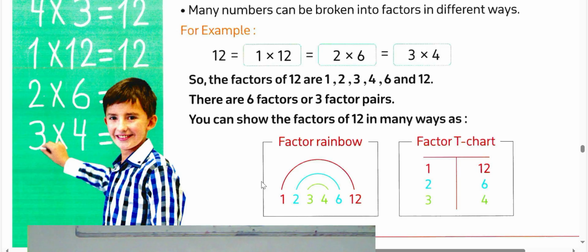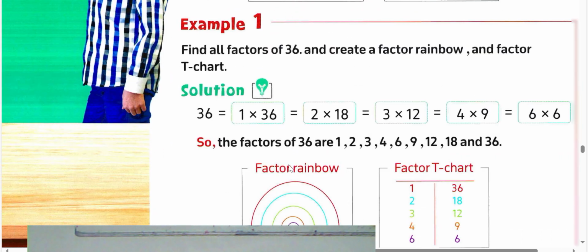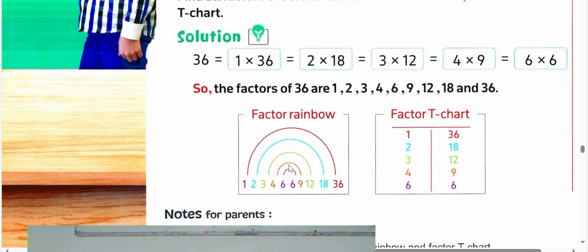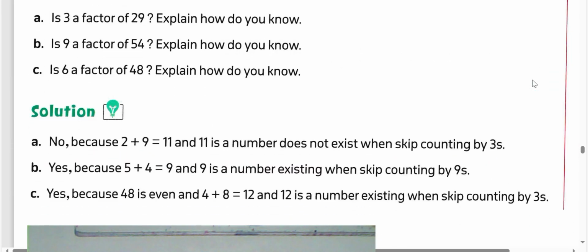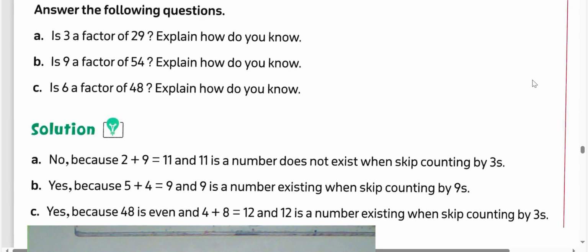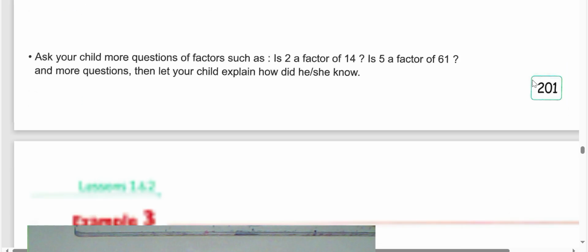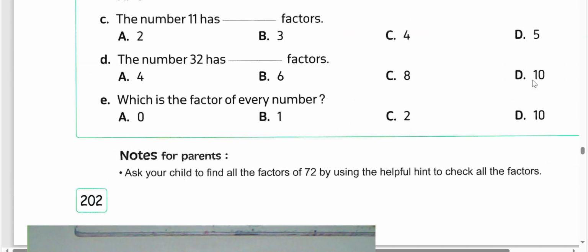Okay, listen to me about the question here. 36 equals 1 times 36, 2 times 18, 3 times 12, 4 times 9, 6 times 6. Next question. What is the check? Is 3 a factor of 29? No, because 29 cannot be divided by 3. So we have the rule: any number can be divided by 3 if we add the digits and the result is a multiple of 3. Okay, look with me, I will explain this example.